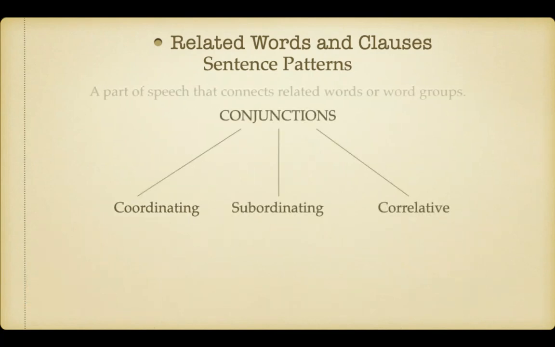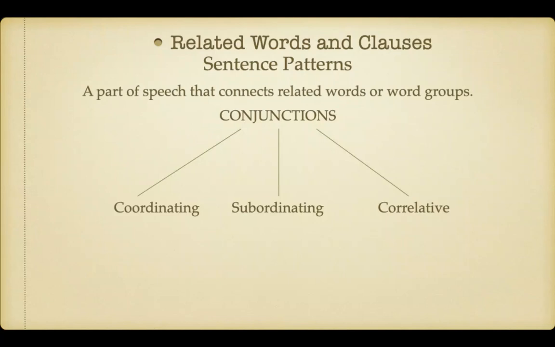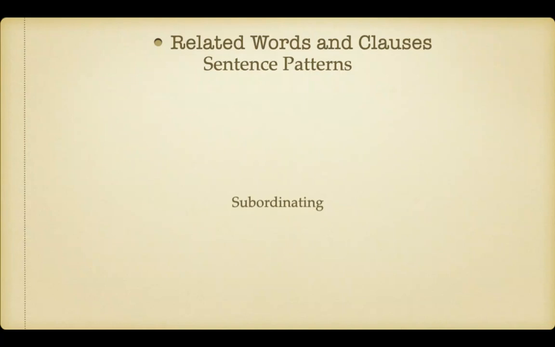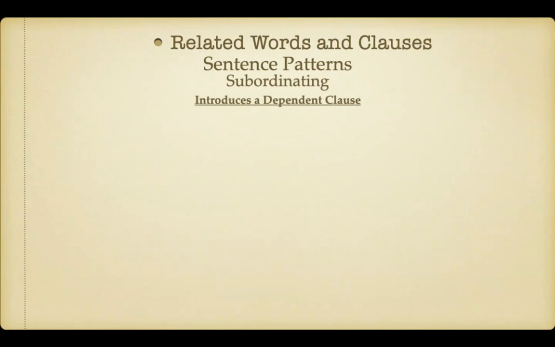Remember, a conjunction is a part of speech that connects related words or word groups. We looked at the coordinating conjunction. Now let's take a close look at the subordinating conjunction. A subordinating conjunction introduces dependent clauses. A dependent clause is a word group that contains a subject and a verb, but does not express a complete thought. In other words, it's not a complete sentence.